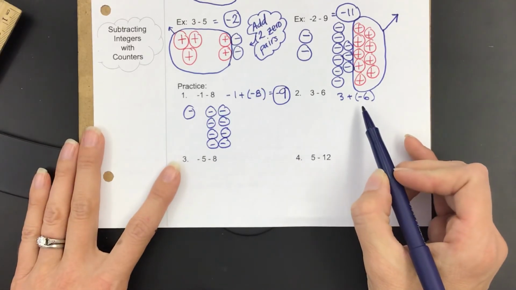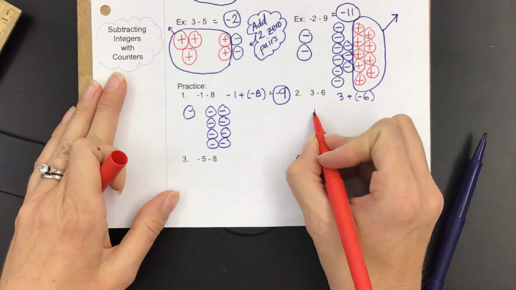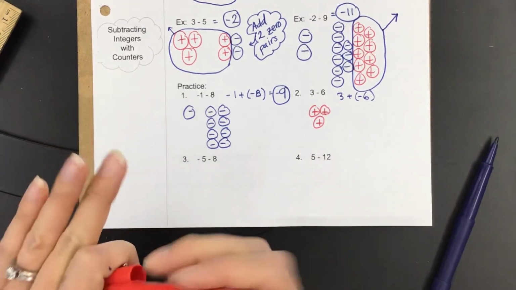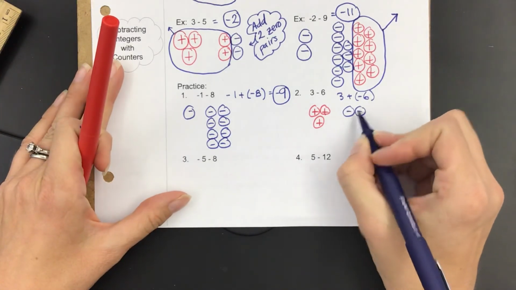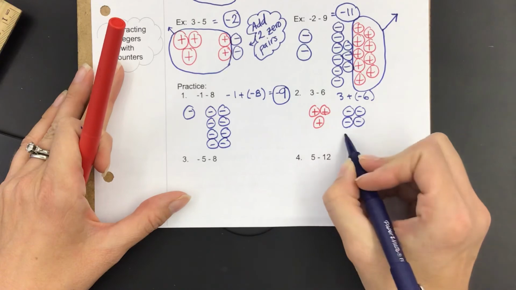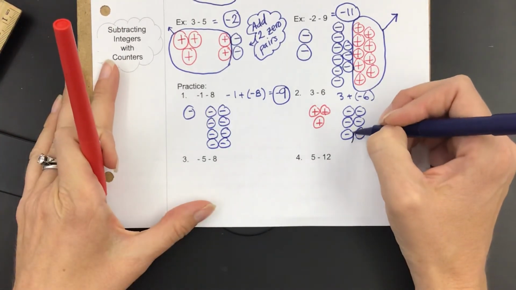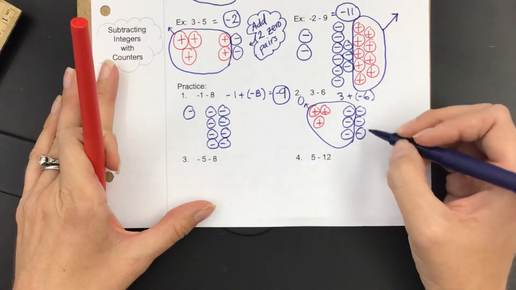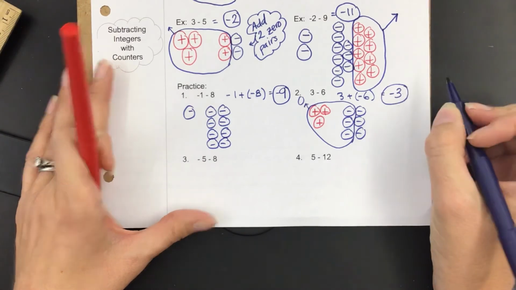I rewrote it as addition. So we start with 3 positives. And I add 6 negatives. I circle up my 0 pairs here. This has a value of 0. And I'm left with 3 negatives.